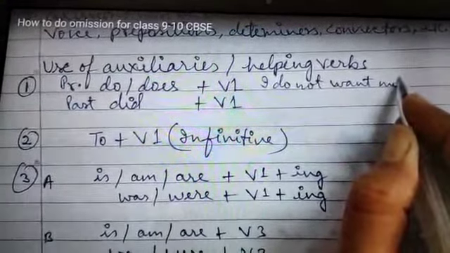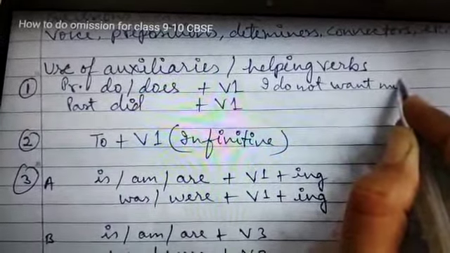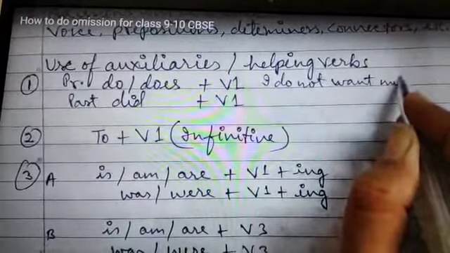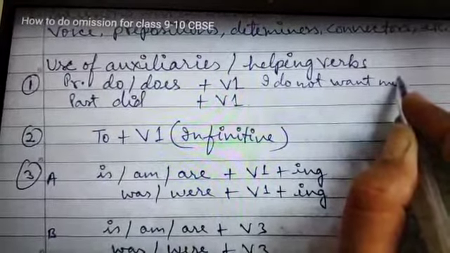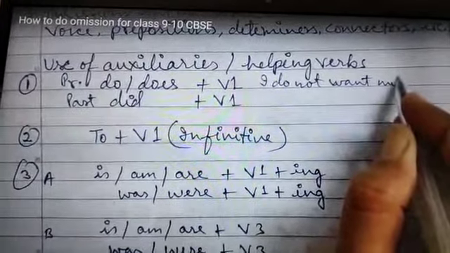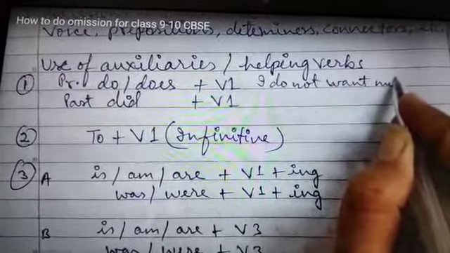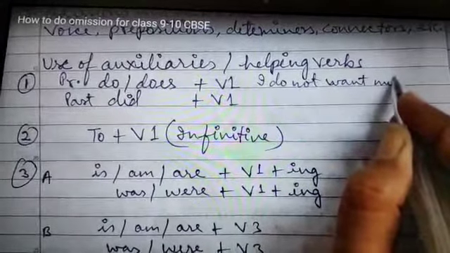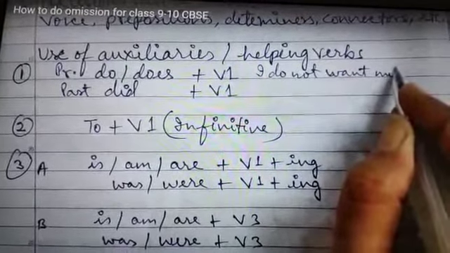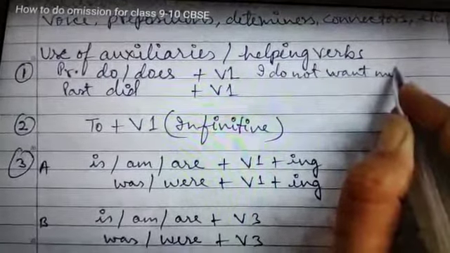And the next one is am, is, are plus verb first form plus ing. We know that with singular subjects we use is, with plural are, and with I only we use am. And the same with was and were. If we are using was and were, then it will be followed by the first form of verb plus ing, meaning the present participle form of verb, which is known as the fourth form of verb.